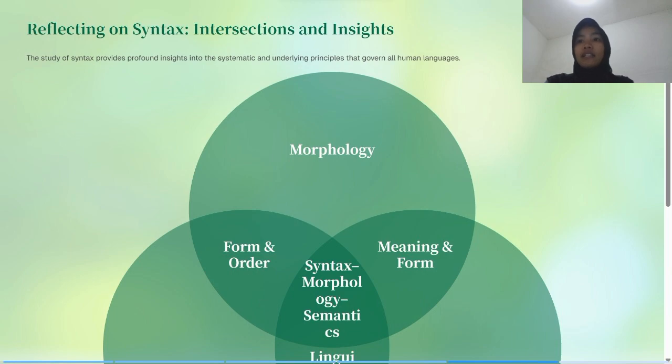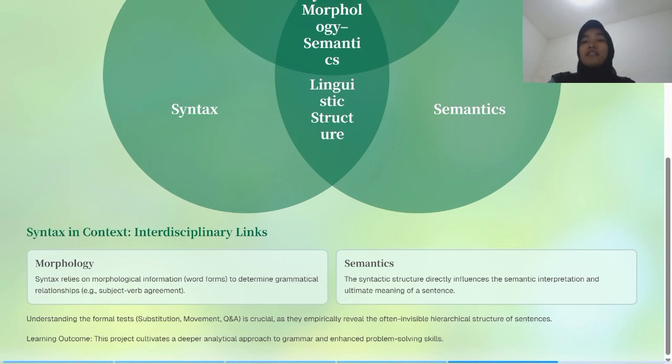Next slide is discussion and reflection. From this analysis, I found that English syntax is hierarchical and systematic. The substitution and Q&A tests are very effective to identify how words combine into larger structures. I also learned that syntax cannot be separated from morphology and semantics. Morphology gives the word forms, syntax arranges them, and semantics gives meaning to the structure.